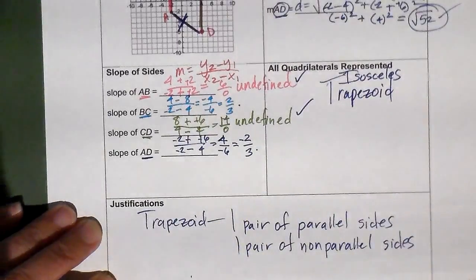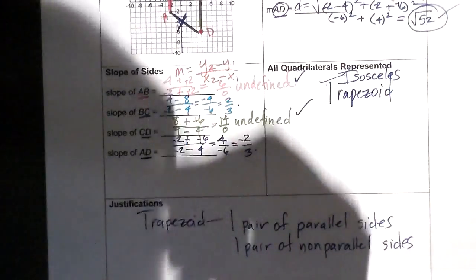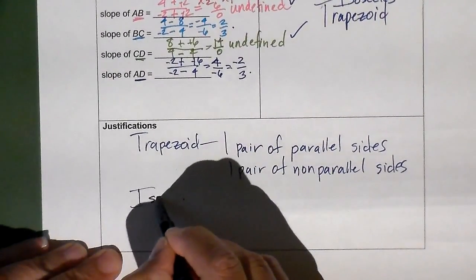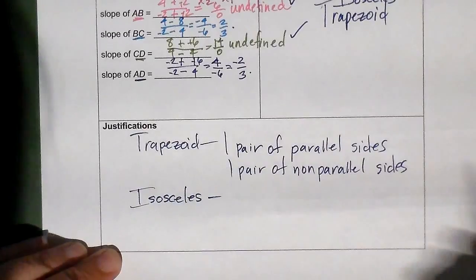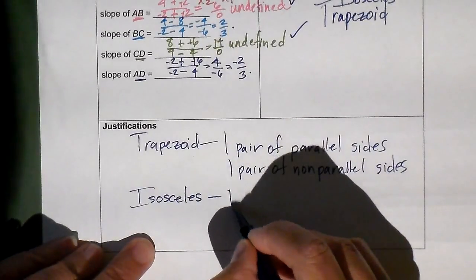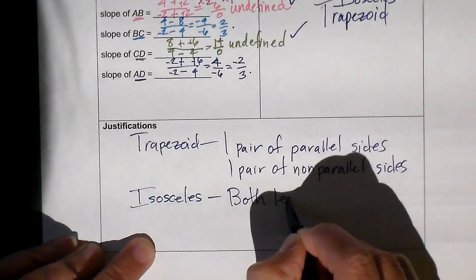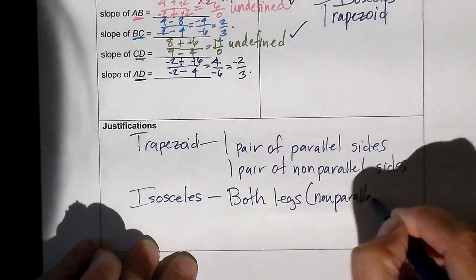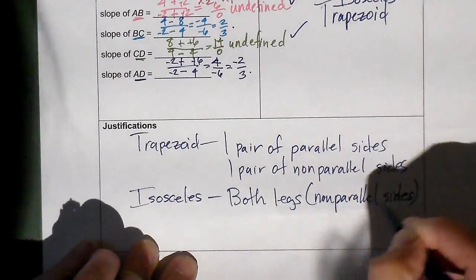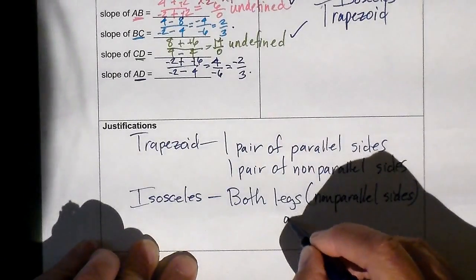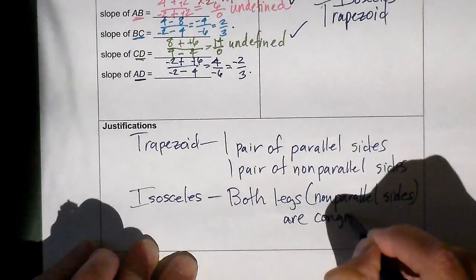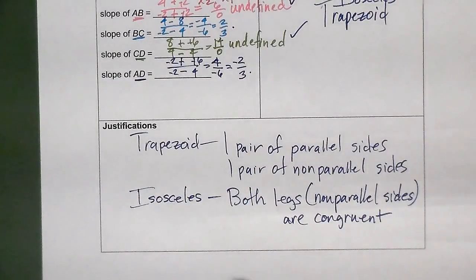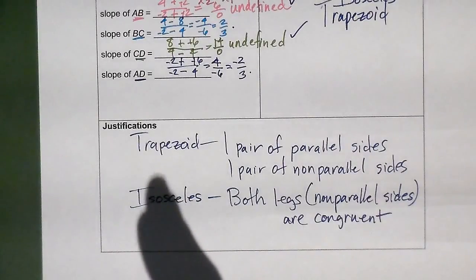So one pair of parallel sides and one pair of non-parallel. How do I know it's isosceles? Where did I get the isosceles portion? Well, it's isosceles because both legs, which are the non-parallel sides, are congruent. So that's how you can determine if it's a trapezoid, an isosceles trapezoid.